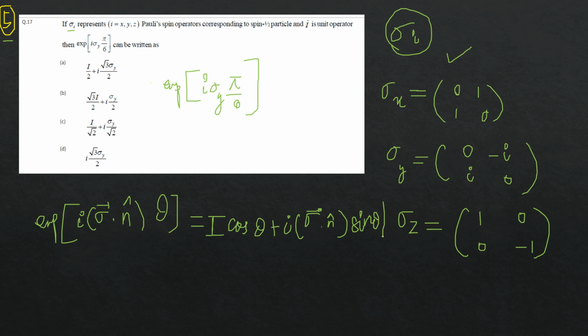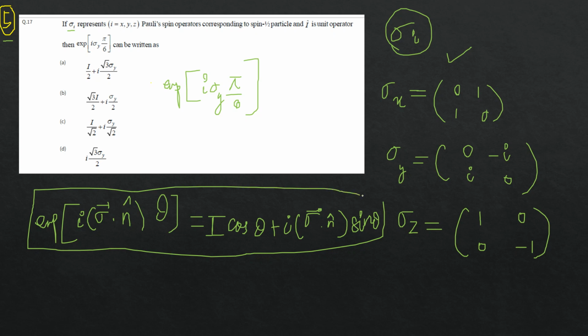This will really help you in solving questions, and these questions are usually asked in interviews, so you should be really careful about it. They will ask you about sigma x, sigma y, and sigma z. They will even ask how you got them. Knowing sigma x is just memorization, but you have to be able to derive it. So exponential i sigma dot n theta is equal to I cos theta plus i sigma vector dot n cap sine theta. Almost the whole thing is there.